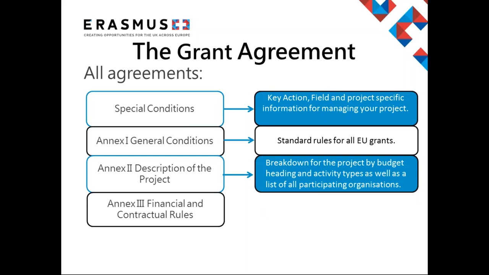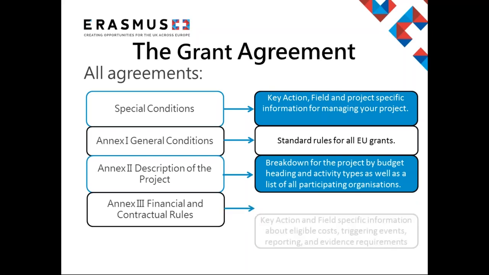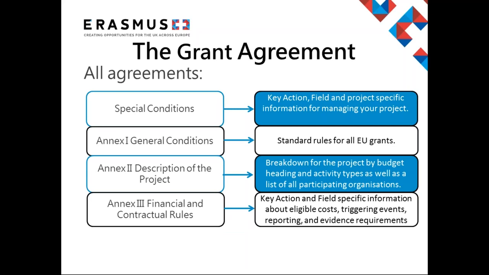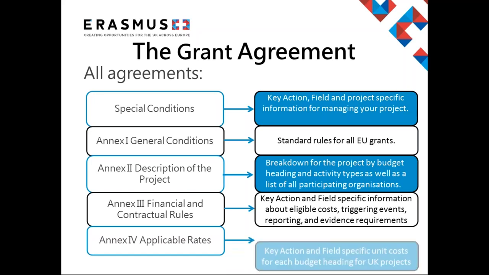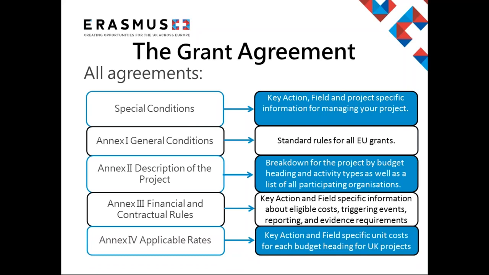Annex 3: Financial and Contractual Rules. Key action and field-specific information about eligible costs, triggering events, reporting and evidence requirements. Annex 4: Applicable rates. Key action and field-specific unit costs for each budget heading for UK projects.